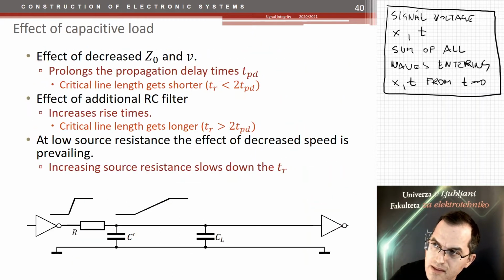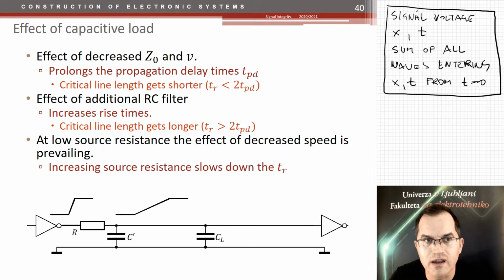And that's the reason: if the delay is longer, it's like the line itself is longer. So the longer line has the same time, or let's say the line feels like it is longer, which means that the critical line length gets shorter.